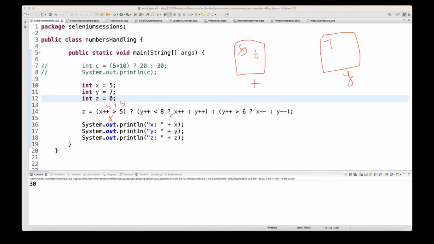I'll say this is my part number 1 and this is my part number 2. So whenever the condition is false, where exactly will it go? It will go to part number 2 here.